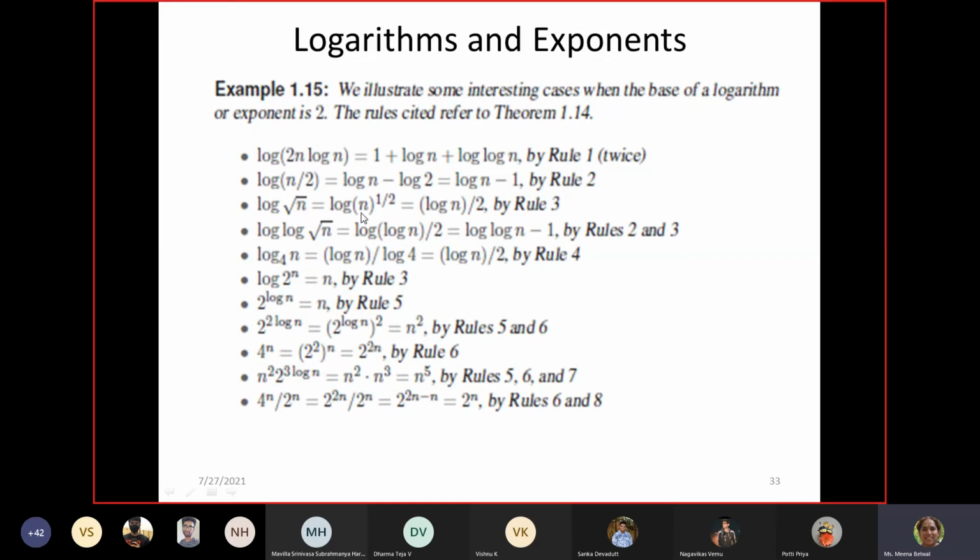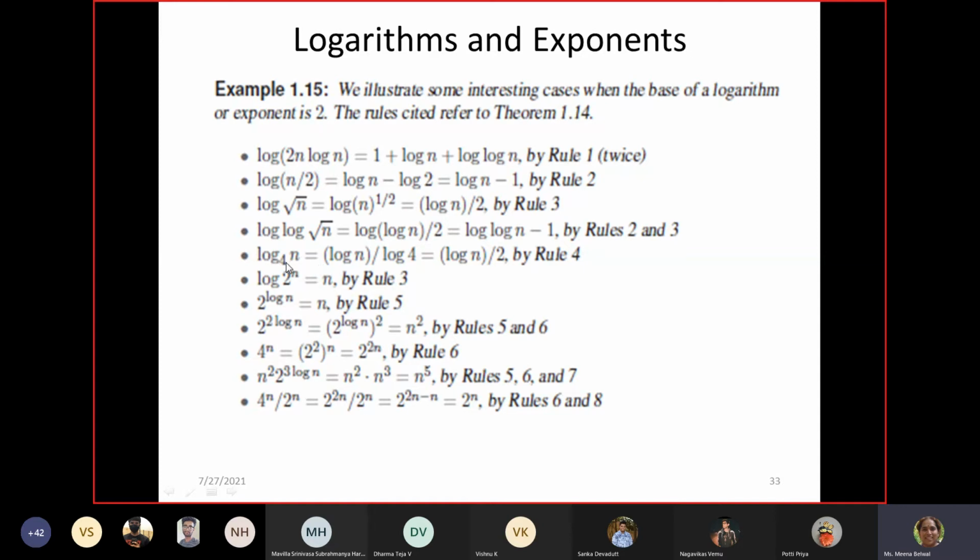Log of under root n is going to be log n to the power of half, which is going to be 1 by 2 into log n, or log n by 2. Simple. Then log of log under root n. So log under root n is log n to the power half, so it is going to be log n by 2. So you can also call it log of log n minus log of 2, and log of 2 is going to become 1. Now, do you understand this one, students?